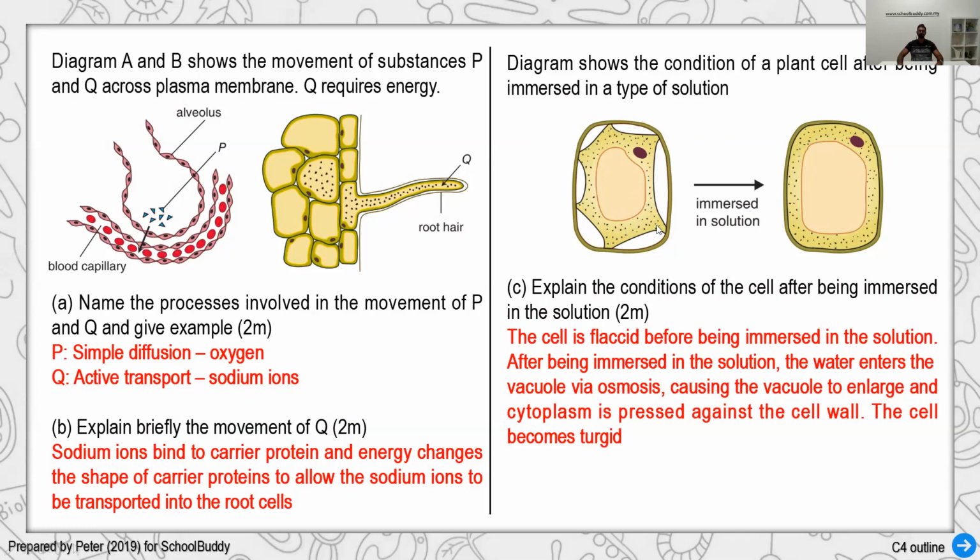So this solution is probably a hypotonic solution. After being immersed in the solution, water goes into the cell by the process of osmosis, and more water goes into the vacuole. The vacuole expands and enlarges, and the cytoplasm is pressed against the cell wall. Even though water is going in, it's not going to burst the cell because we have the cell wall. The cell is then said to be turgid. So these are some of the examples in chapter 3 that we have seen.